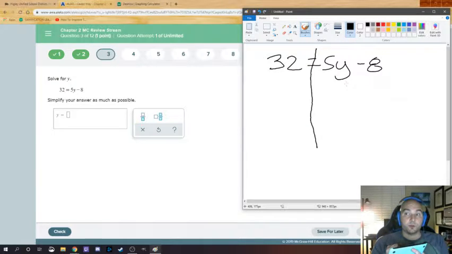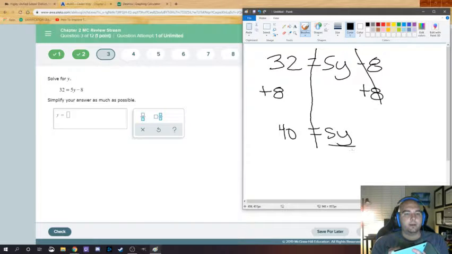Okay, so your steps are you want to get y by itself. So I'm adding or subtracting first. In this case, I'm adding 8. Why am I adding 8? Because that allows you to cancel out the minus 8. 32 plus 8 is 40. 40 equals 5y. You divide by 5 now to get y further alone, and you get 8.